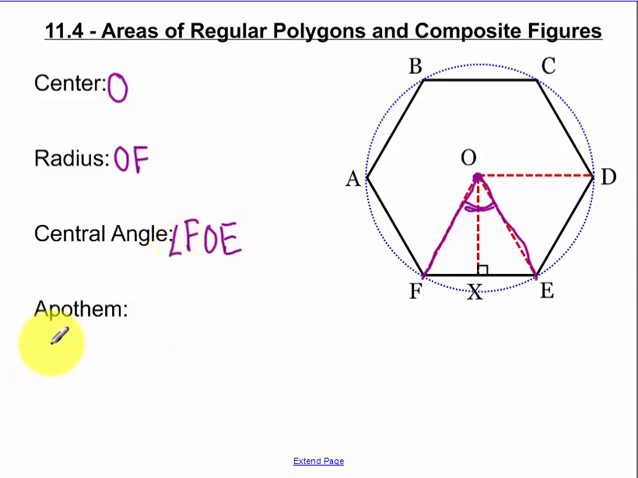Now the apothem is a new term for you. The apothem is from the center perpendicular to a side of our polygon. So in this example, our apothem is segment OX.